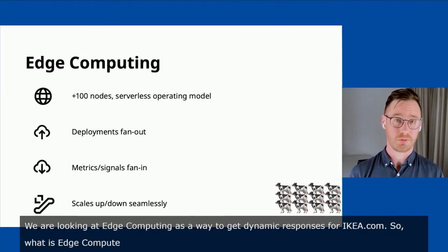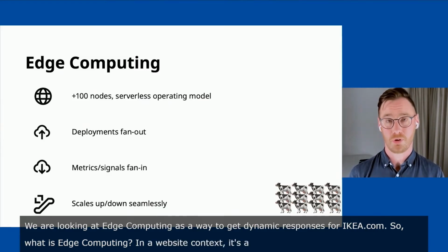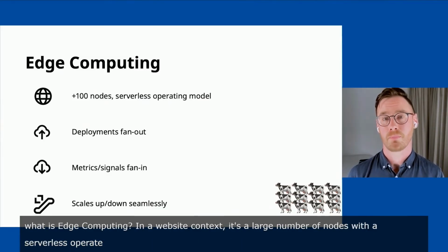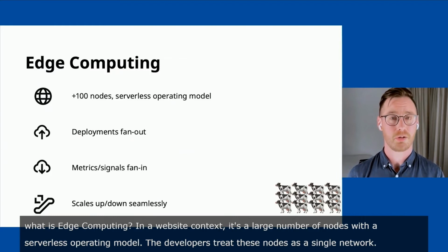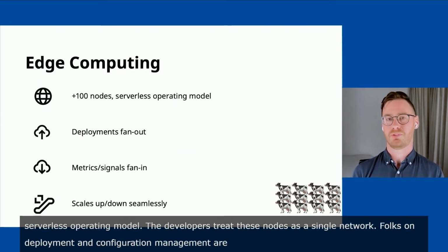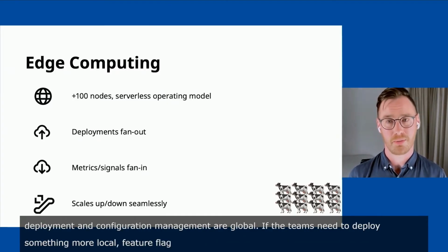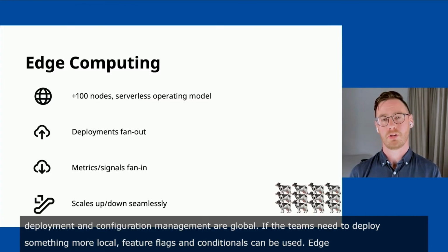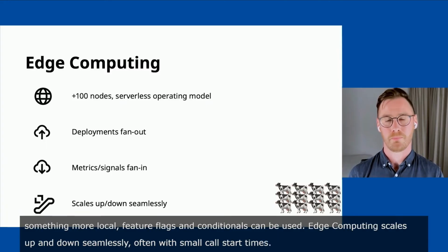In a website context, edge computing means a large number of nodes with a serverless operating model. The developers treat these nodes as a single network. For example, deployments and configuration management are global. If then teams need to deploy something more local, feature flags and conditionals can be used. Edge computing scales up and down seamlessly, often with small cold start times.